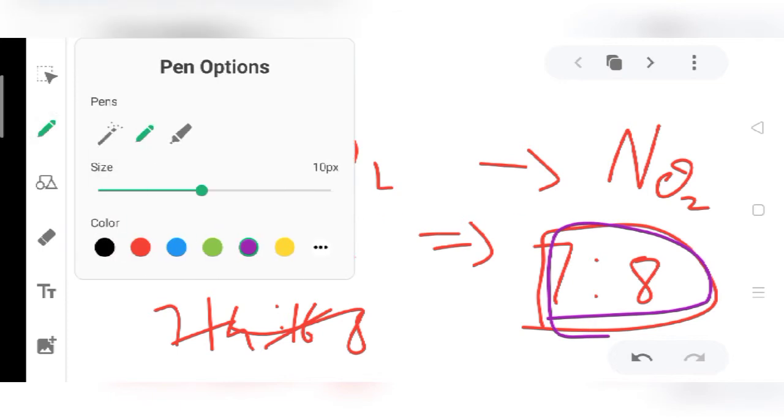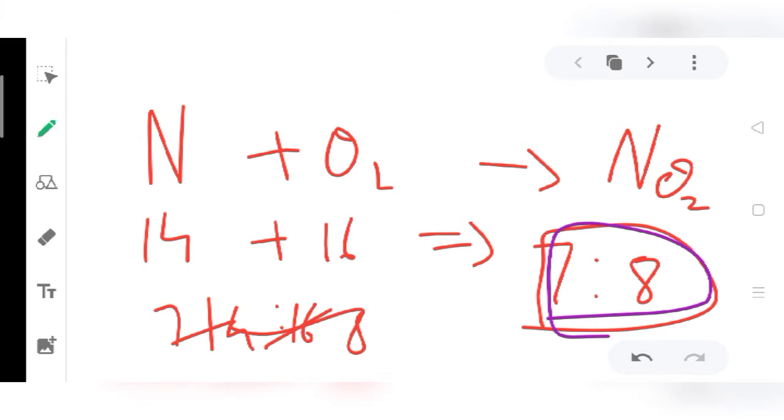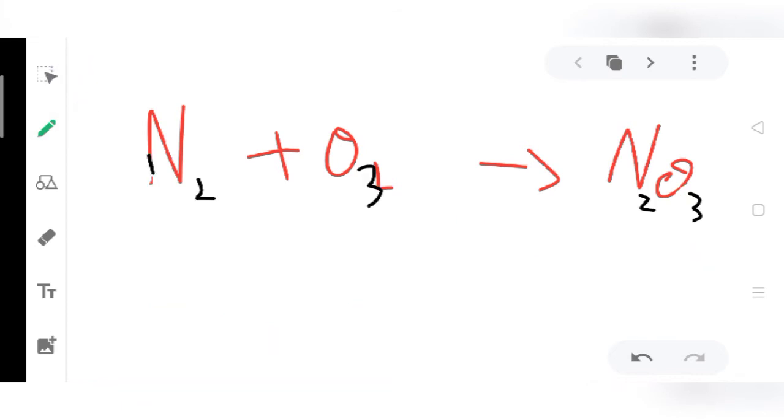Now we can take another example, that is nitrogen and ozone. The formula for ozone is O3.